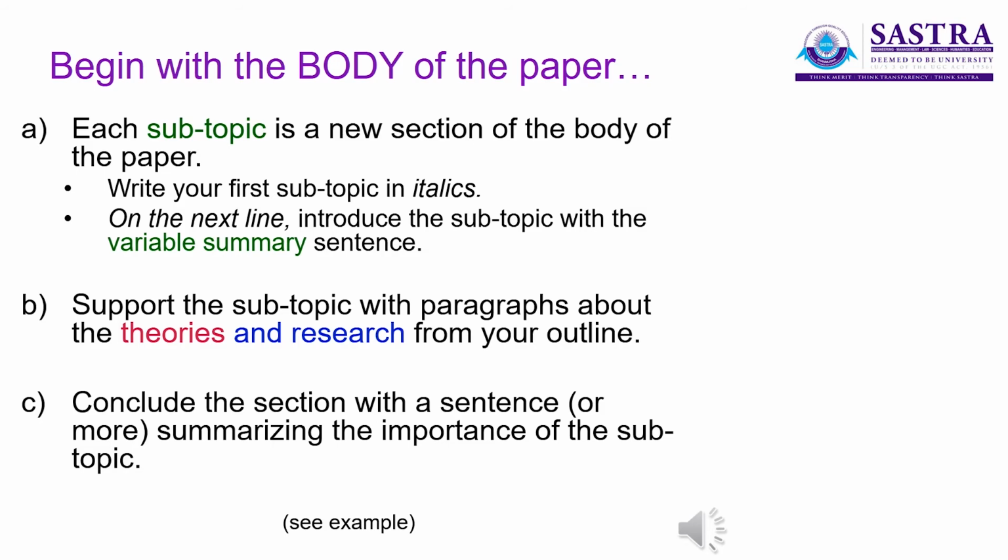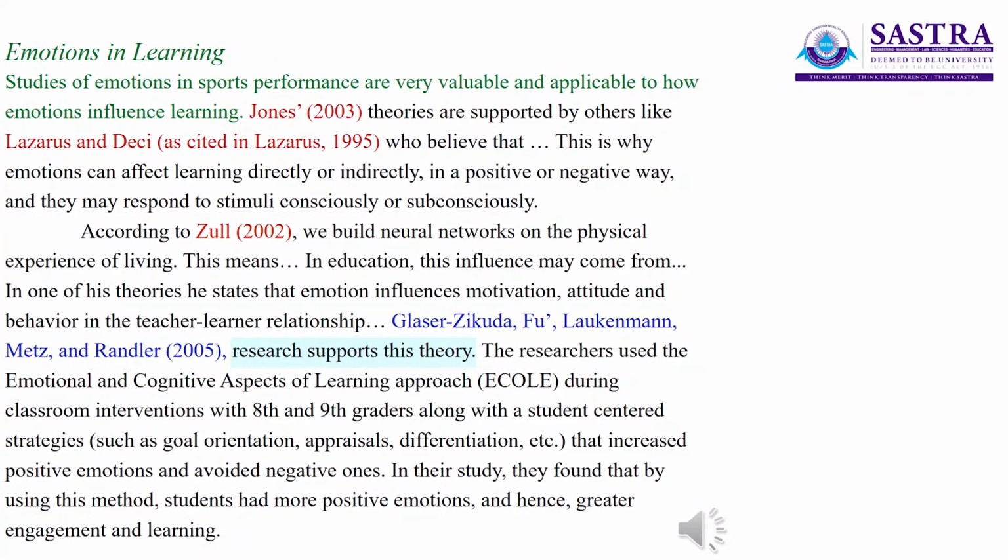Begin with the body of the paper. Each subtopic is a new section of the body of the paper. Write your first subtopic in italics. The next line, introduce the subtopic with the variable summary sentence. Support the subtopic with paragraphs about the theories and research. The research findings and the theories have to be simultaneously supported on that particular subtopic while you write and articulate your research outline.